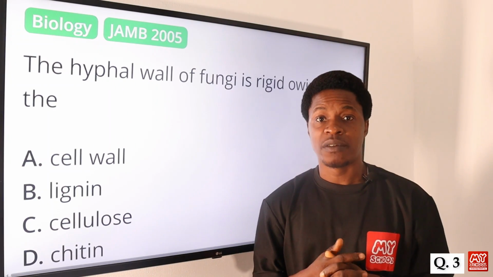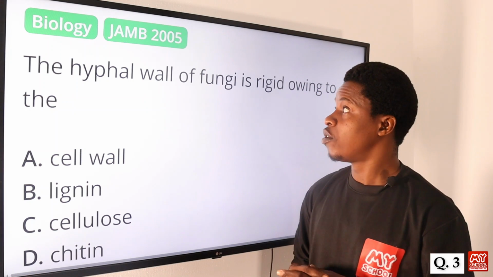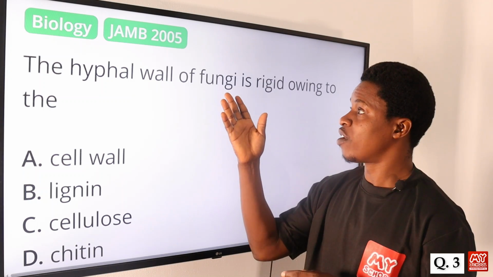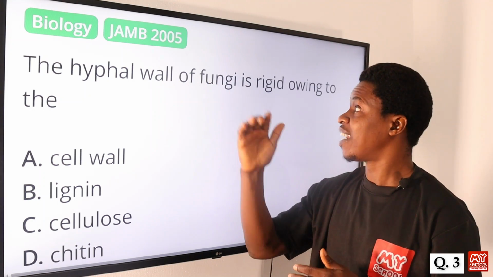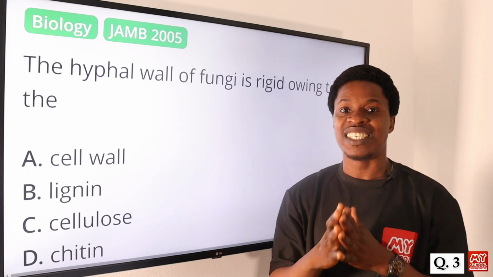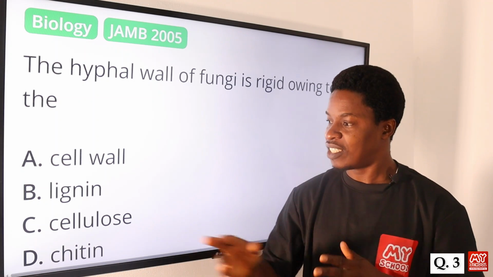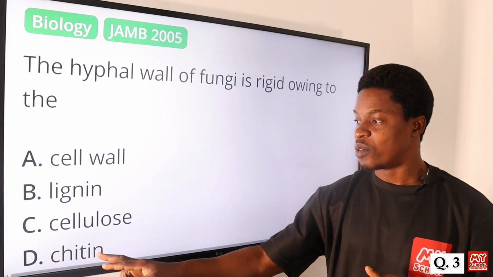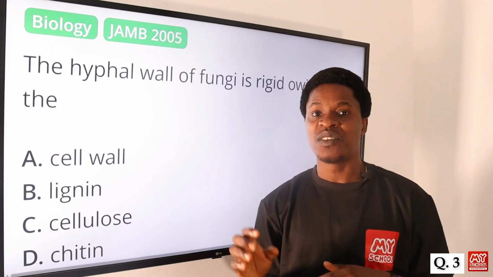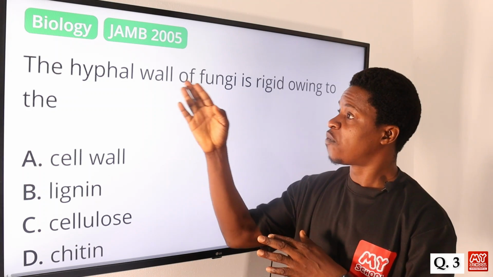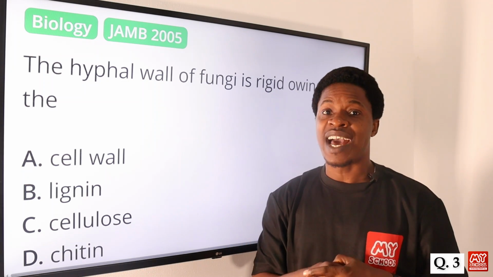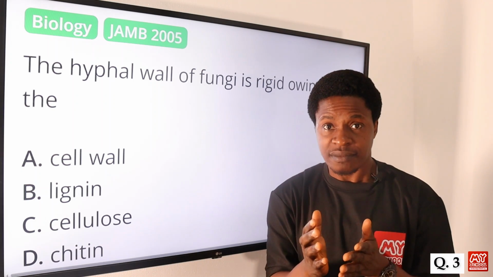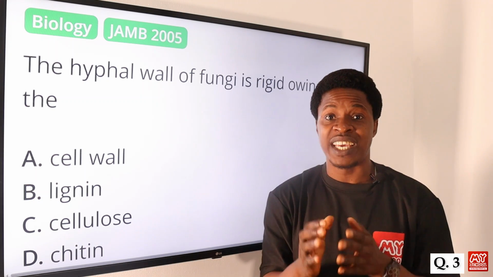Now let's move on to question number 3. The hyphal wall of fungi is rigid owing to the what? Why is the hyphal wall of fungi rigid? It is rigid because it contains what we call chitin. Chitin is option D; option A is cell wall, and we also have lignin, cellulose and chitin. Chitin is actually responsible for the rigidity of the hyphal wall of the fungi, because it helps in building the structural framework.